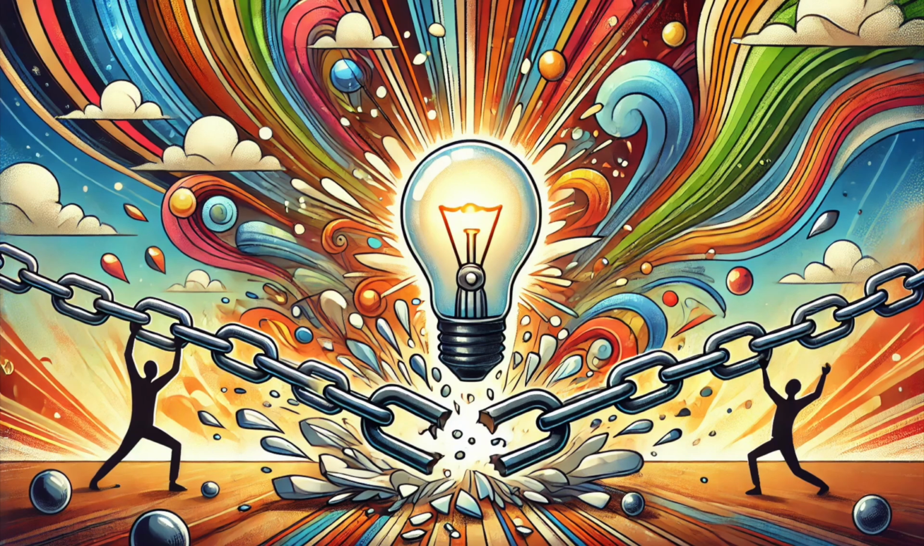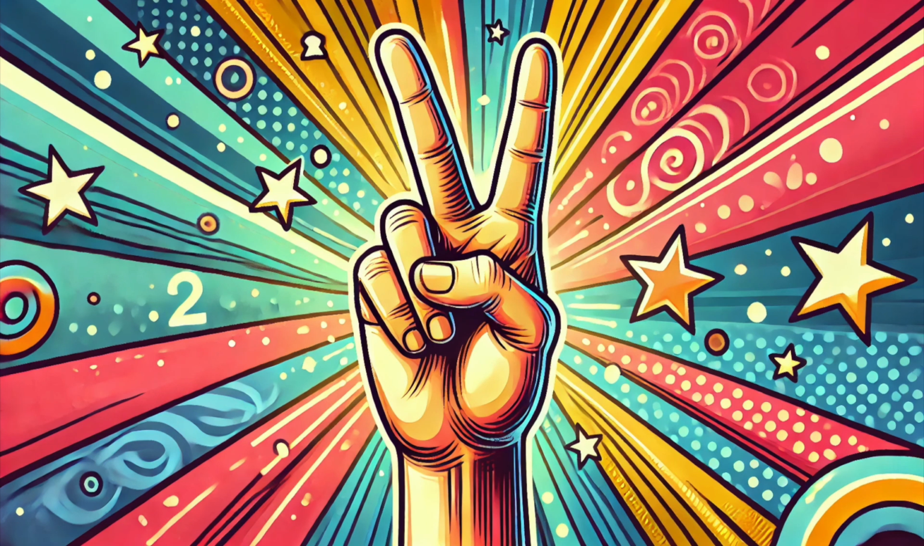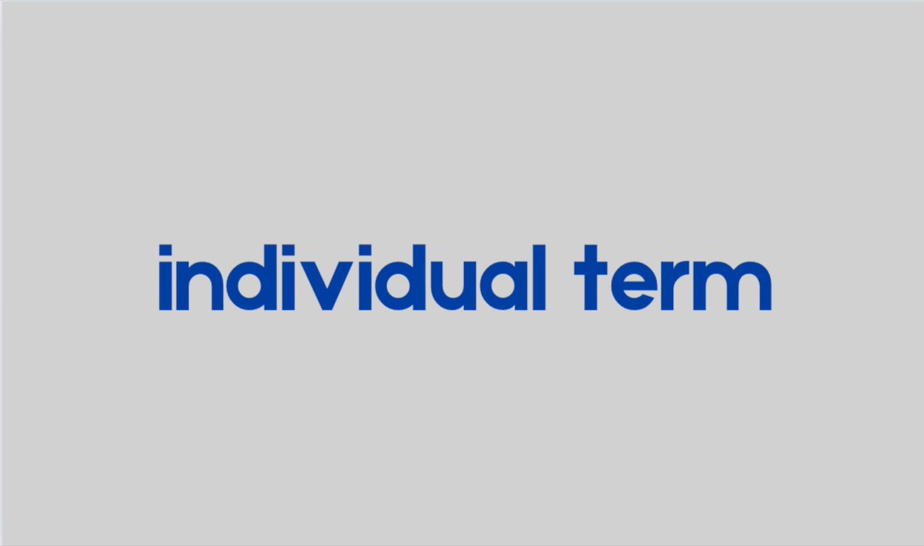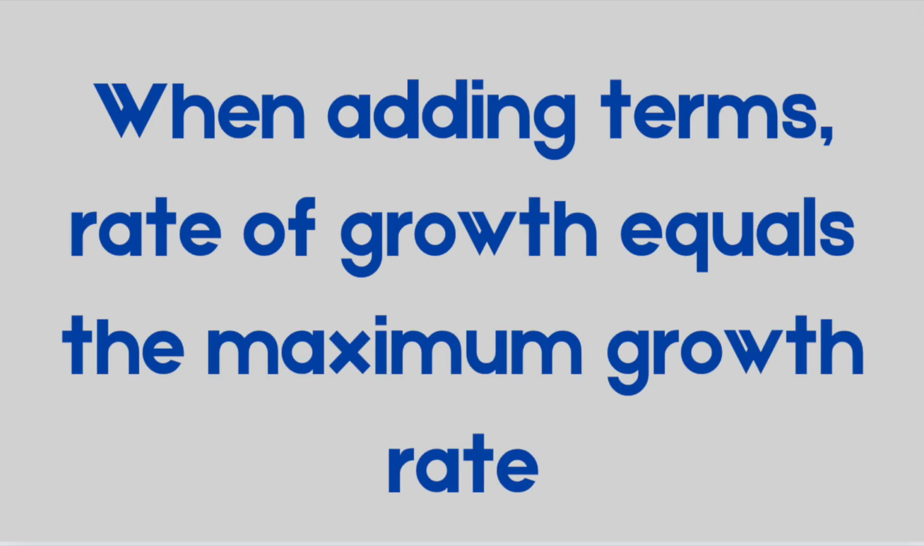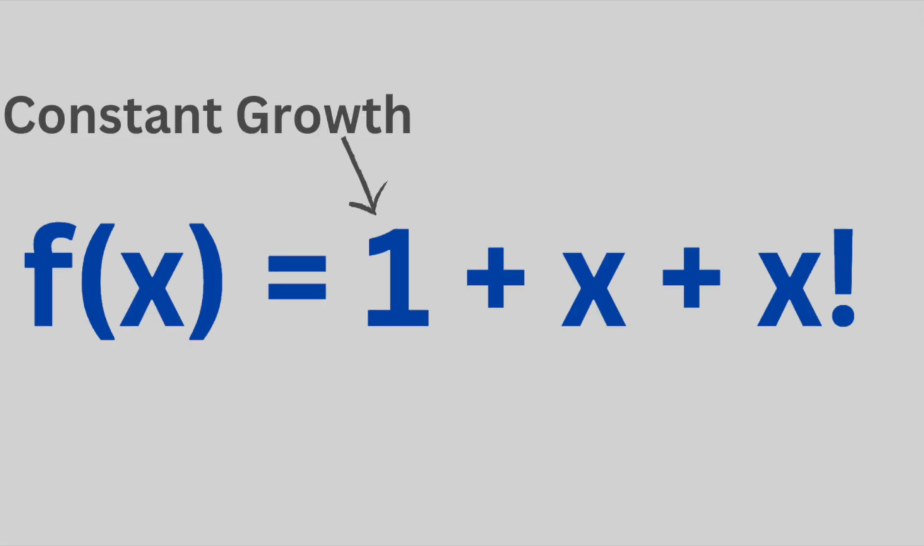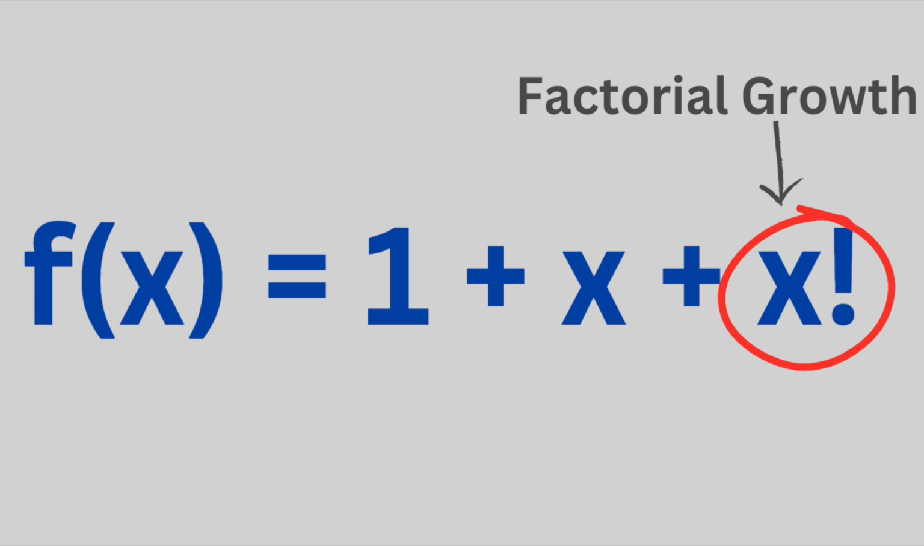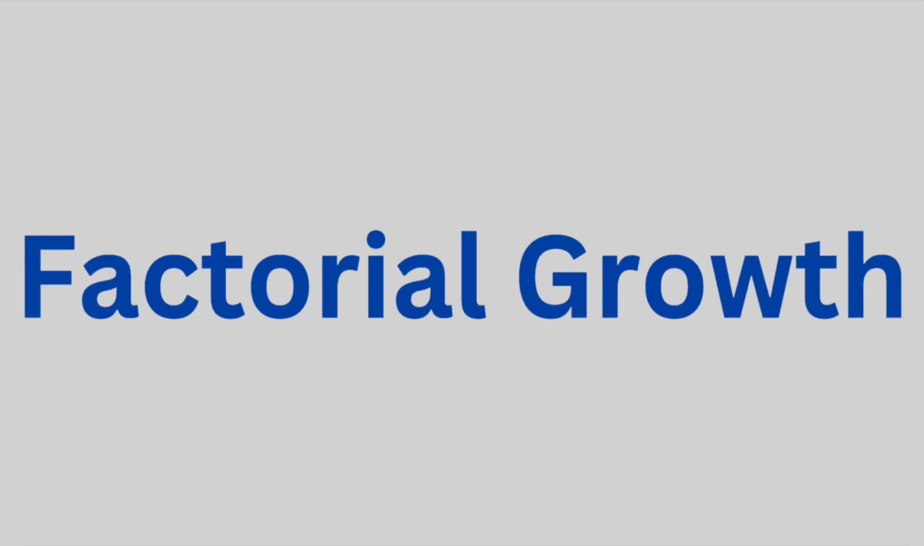But how can we work out what the Big O notation for our algorithm would be? Well, to do this, there are two important things to note. First, when adding terms in a function equation, you can work out the growth rate of each individual term. Then, the growth rate for the whole function would be equal to the fastest growth rate. For example, if we had the function f(x) = 1 + x + x!, the fastest growth rate would be of the term x factorial. So we can say that the overall function has factorial growth.